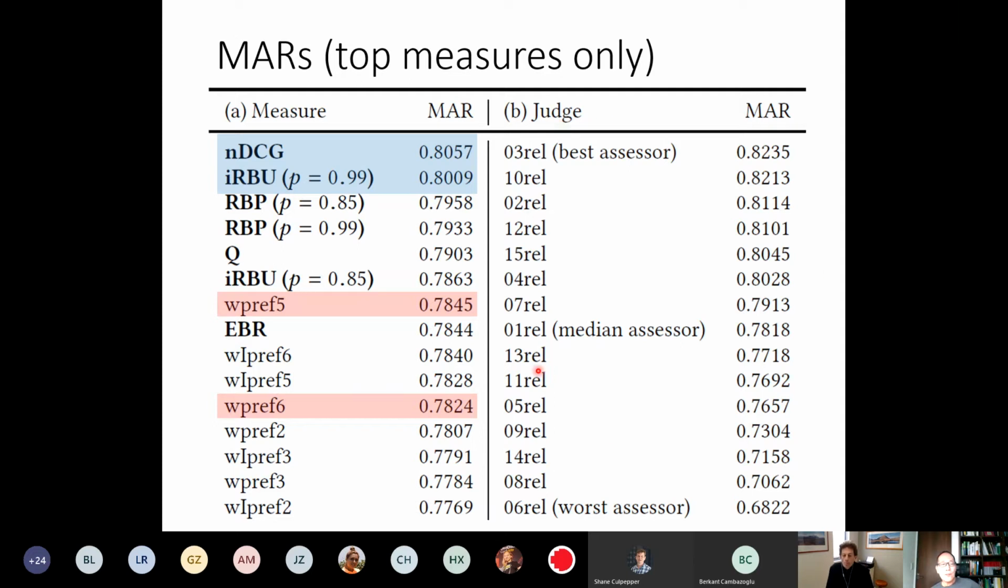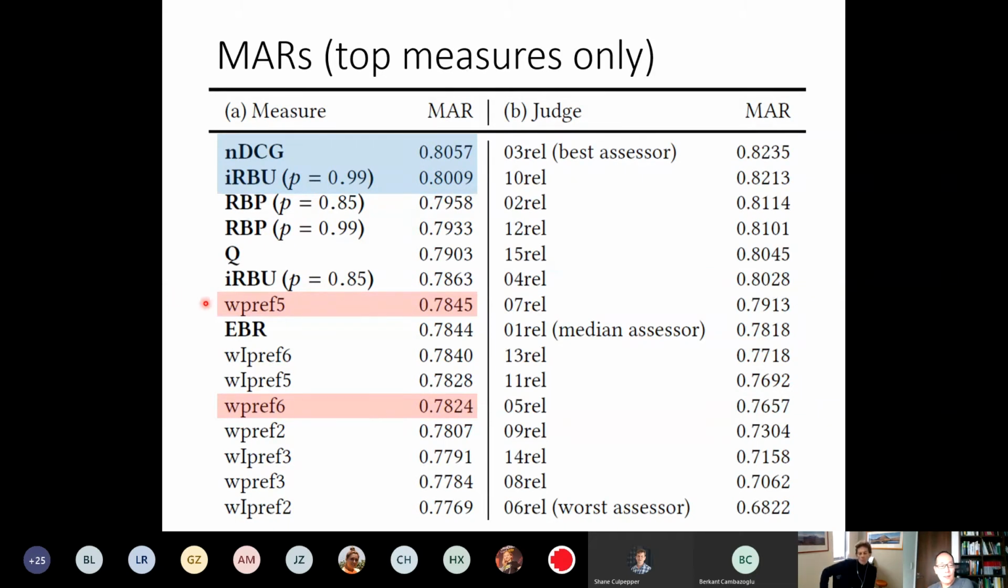normal people. Now, if we look at the achievements of the actual evaluation measures, you can see the best measures in terms of mean agreement rates are NDCG and this IRBU measure. They achieve like 80% in terms of mean agreement rates, which is quite impressive considering the fact that the median assessor's mean agreement rate is 78%.